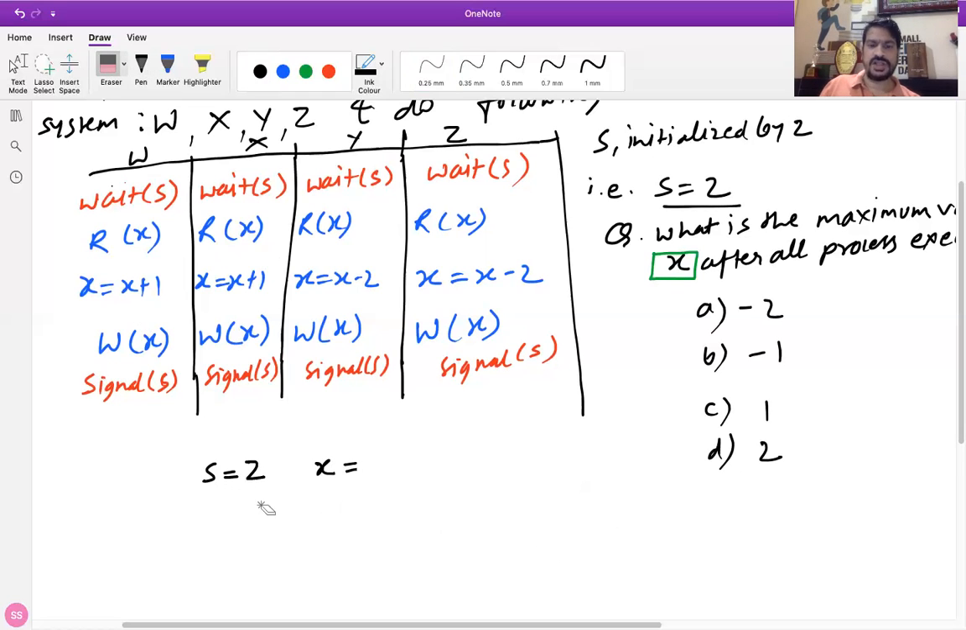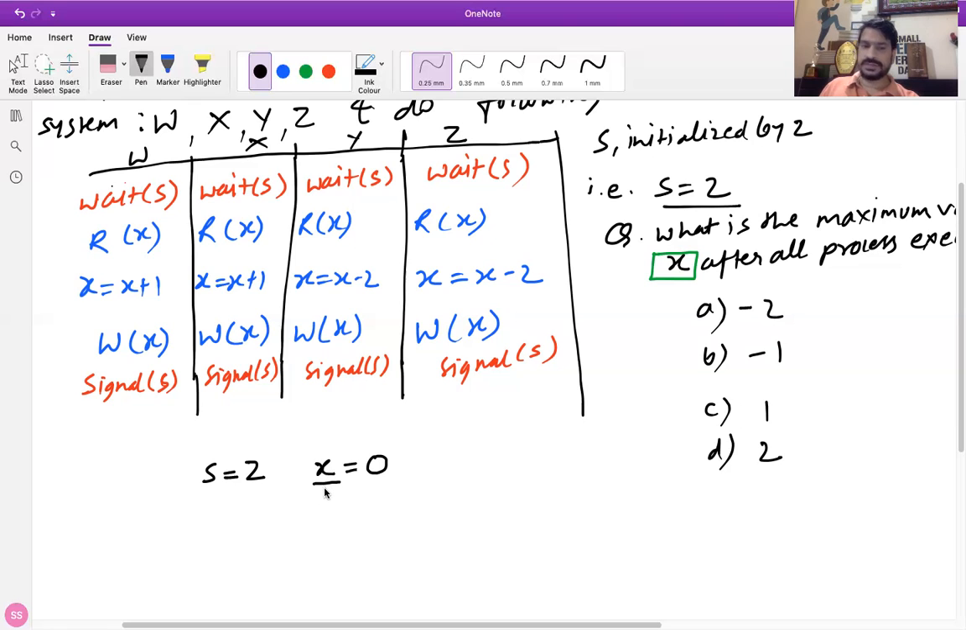Now we'll try to solve the problem. The problem says that you have to find out the maximum value of X when we execute all the processes. It means that the value of X is initialized with 0. So I will execute the processes in such a way that I'll get the maximum value of X.